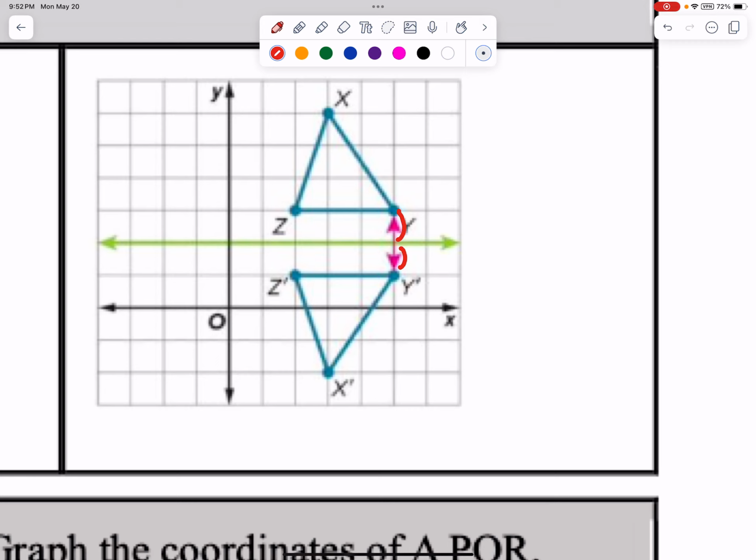Okay, it's reflecting over this line, and you have to describe where the line is crossing, and it's crossing at this location where y equals 2. So we have this line of y equals 2, so we'll say reflection over y equals 2. We're just describing what we're reflecting across or over.